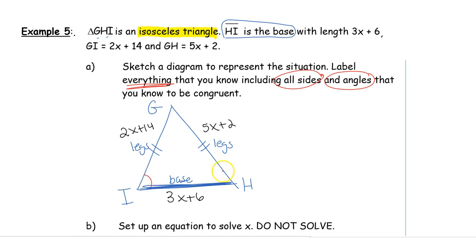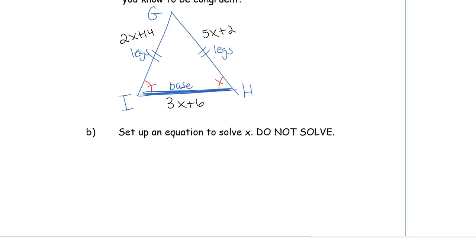Don't forget about the two base angles. The two base angles are also going to be congruent here. And last, set up an equation to solve for x. We're not going to solve, we just want to know which equations we would do. Now the legs are the congruent sides. So I pick the two pieces that are with the legs.